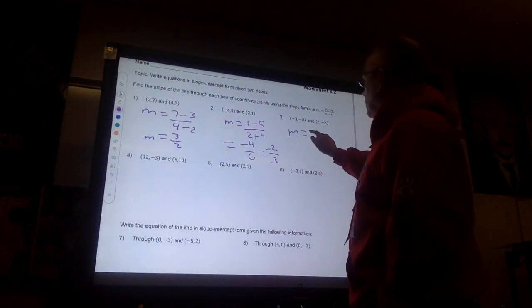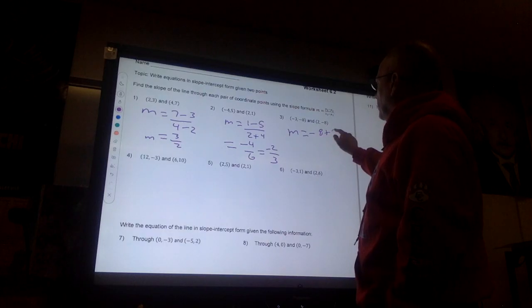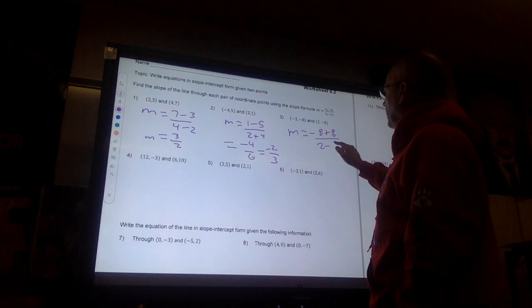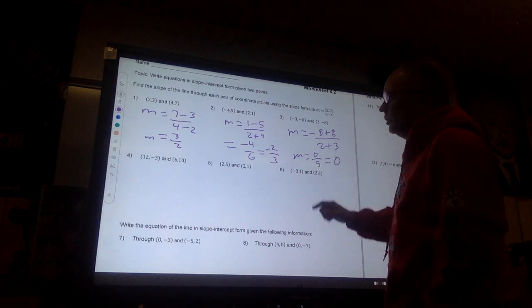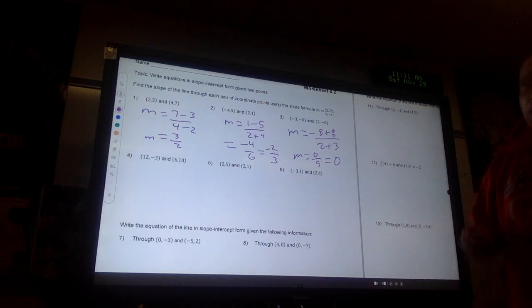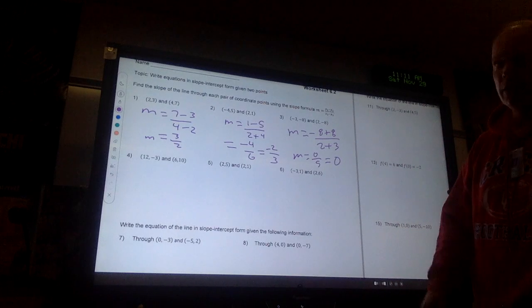We do our slope on this one, we're going to get negative 8 plus 8 because it's negative negative, and 2 plus 3. So that's going to give me 0 on top. 0 on top means it's 0. 0 on bottom is undefined. 0 on bottom is undefined, so it's undefined.